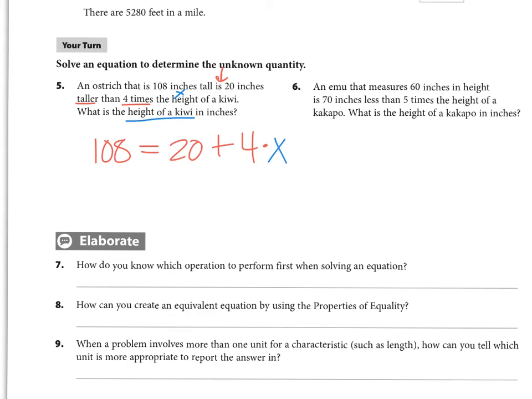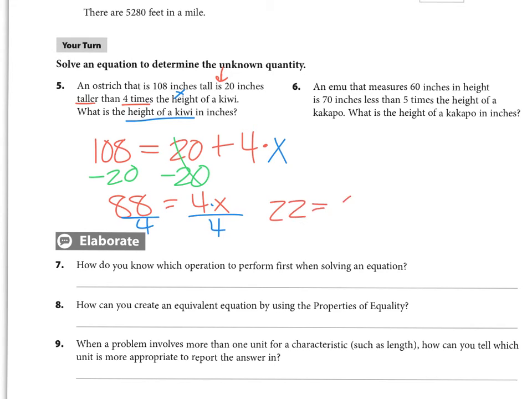Now, one thing to note here. This is a positive 20 added to a 4x. So the way I get rid of it is I subtract 20. This is confusing for some students sometimes. So I subtract that, I get 88 is 4x. How do I get rid of the 4 then? I divide, because this is multiply. And when I divide, then I get 22 equals x. Now, what is 22? The height of the kiwi in inches. So I need to put my units, 22 inches.